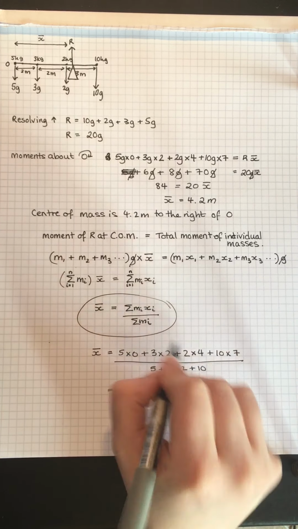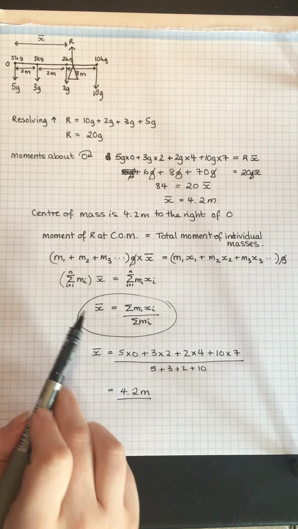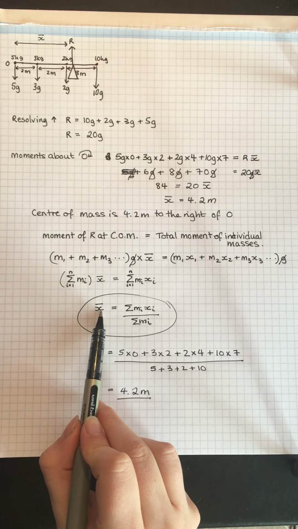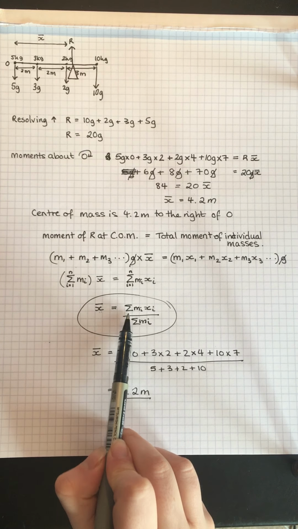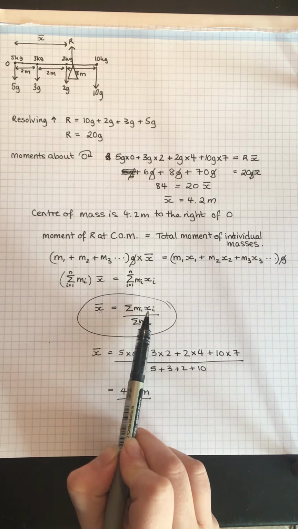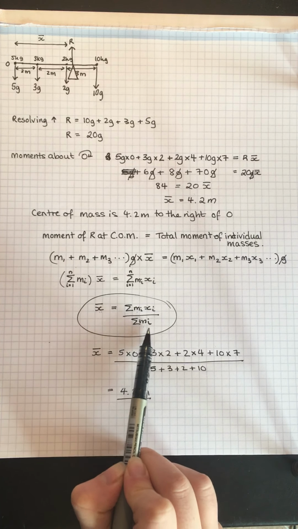But this is the formula for the centre of mass. So it's the distance of the centre of mass from the origin is equal to the sum of the individual point masses times by their distance from the origin divided by the sum of the masses.